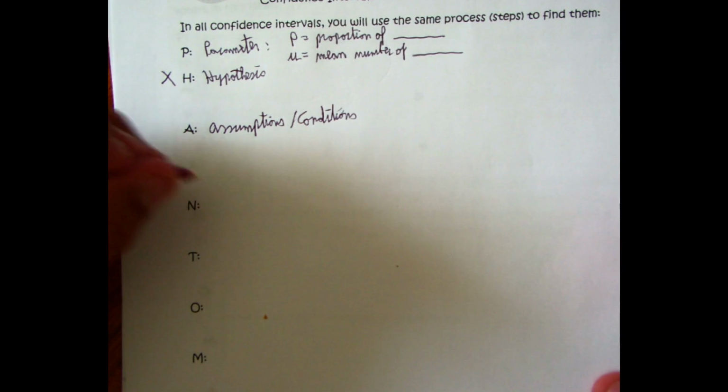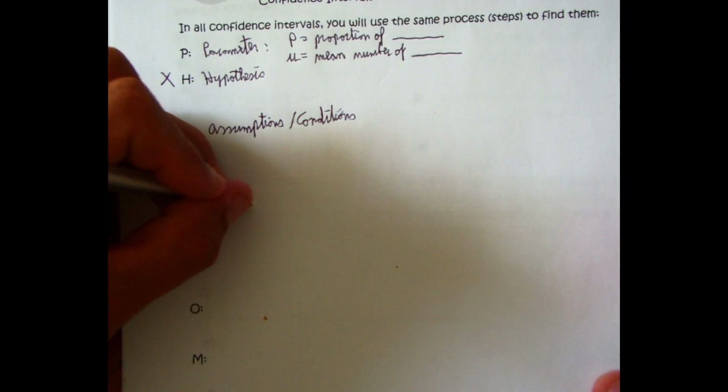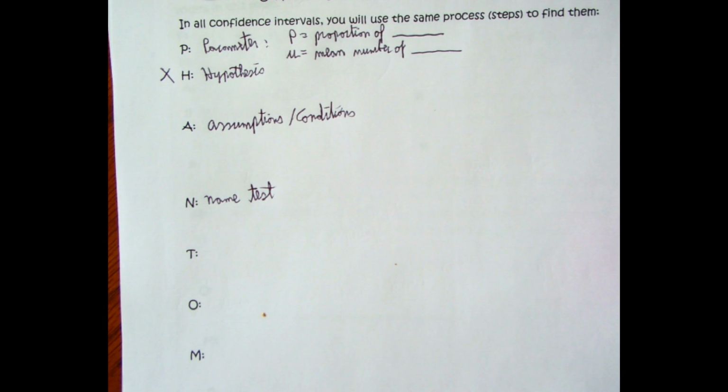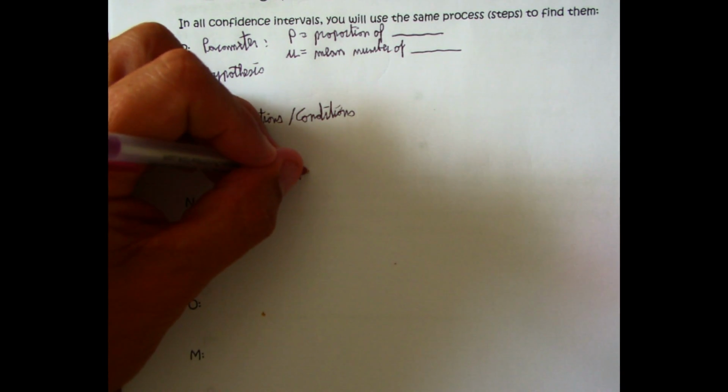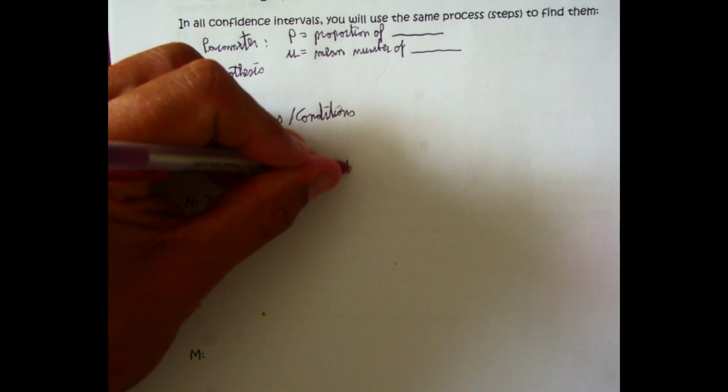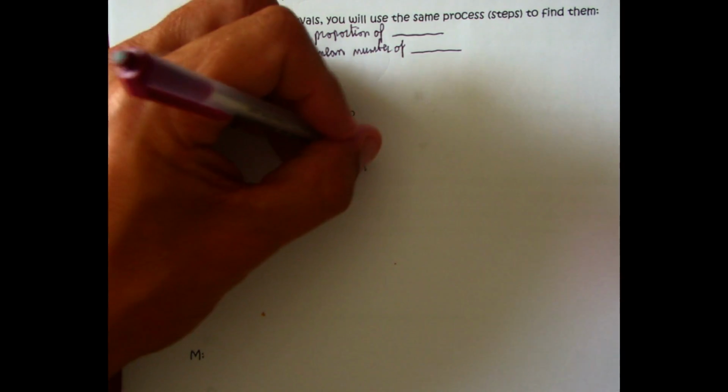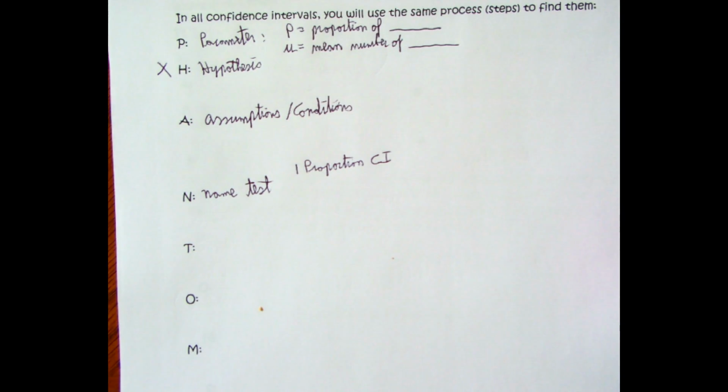N is we got to name the test. So what are we doing right now? Well, we're going to do what we call a one proportion confidence interval. So I just like to put that. That's fine. If you put that down on the AP test, that's fine. The people there are statistically minded people, so they know that CI means confidence interval. You'll be okay.